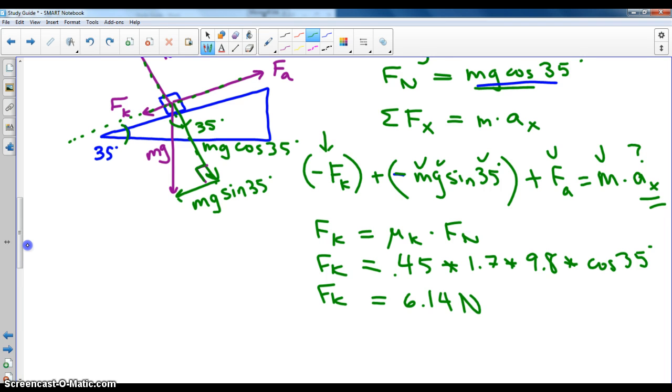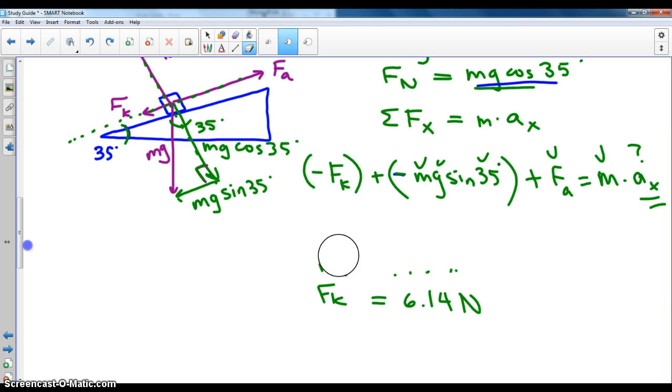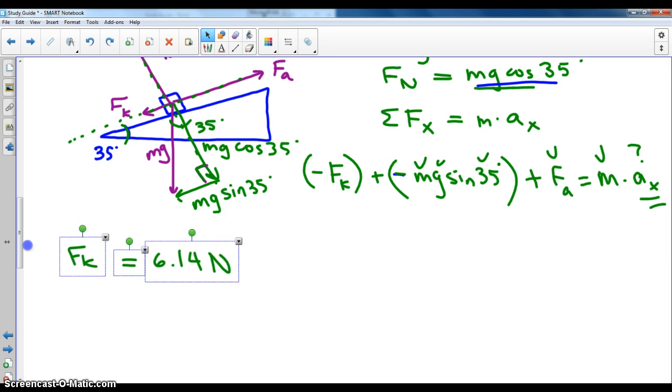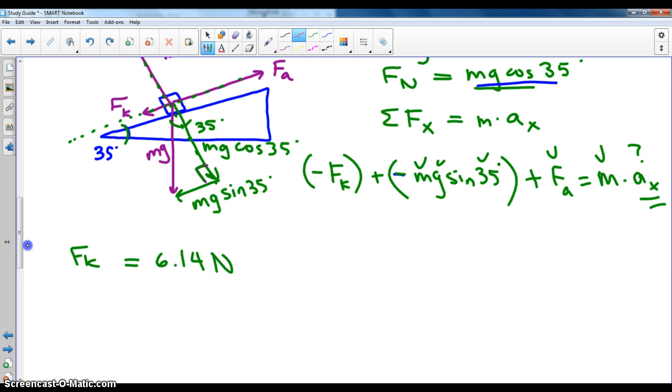Alright. Aha! Now we know that. It's 6.14. So let's move this over. And let's finally solve for the acceleration. Fk, 6.14. M was 1.7 times 1.9.